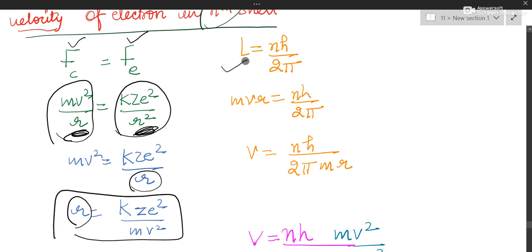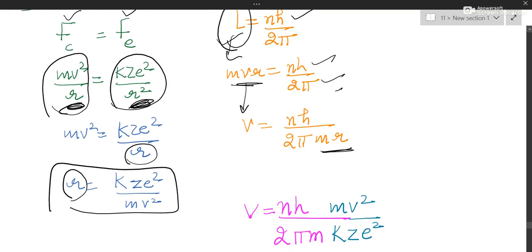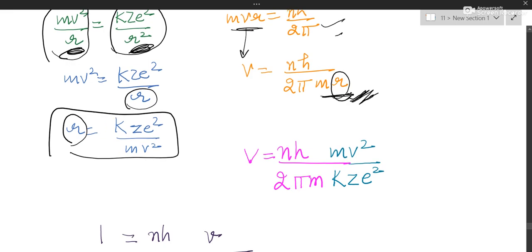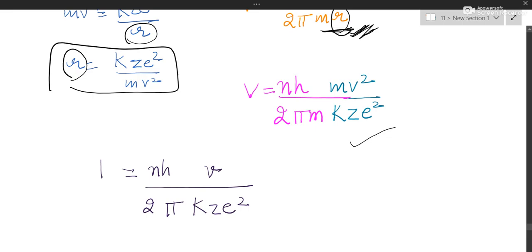Similarly, using Bohr's quantization condition of angular momentum, L is equal to nh by 2 pi. L can be written as mvr is equal to nh by 2 pi. Okay, from here we will find out the value of v, so m and r will go there. Correct. Now here we will substitute the expression of r that we have obtained. Okay, so you can substitute, and this is the expression for velocity.